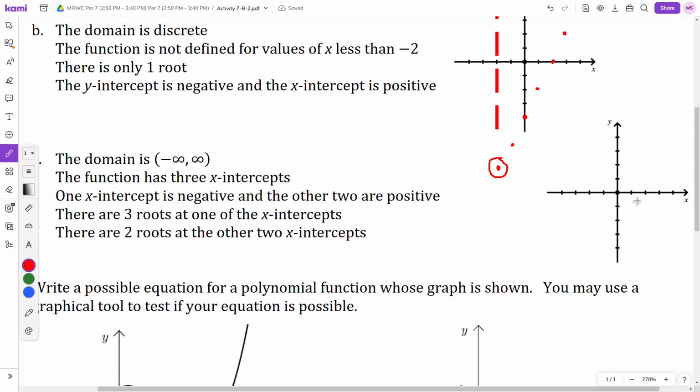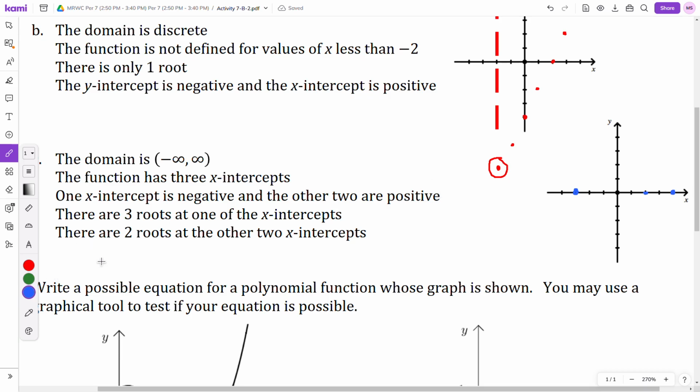And welcome back. One is negative. Let's use a different color. We already used red. Let's move on. And the other two are positive. I don't think it matters where they go, so let's just pick some numbers here. Okay. There are 3 roots at one of the x-intercepts and 2 at the other.